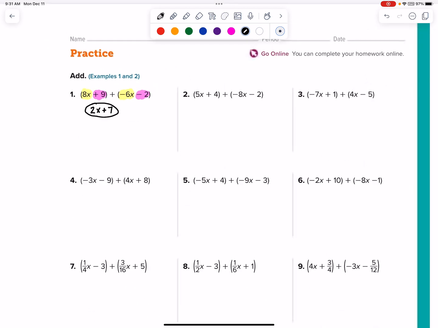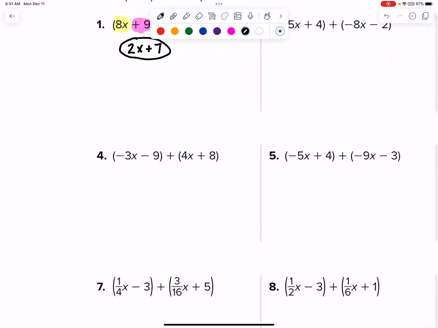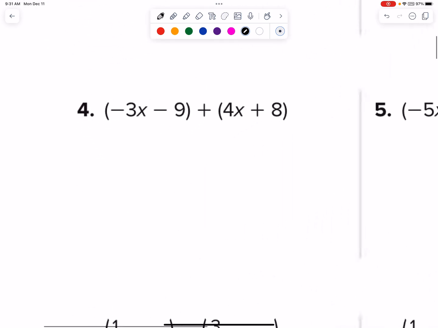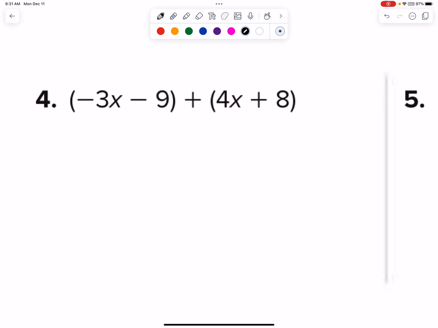Okay, let's go ahead and number 2. Let's go down to number 4 actually. Number 4, it's surrounded by addition because of KFC, so always change the subtraction to addition. And then we can go ahead and highlight like terms. So we have negative 3x and a 4x, and then we have our negative 9 and our positive 8.